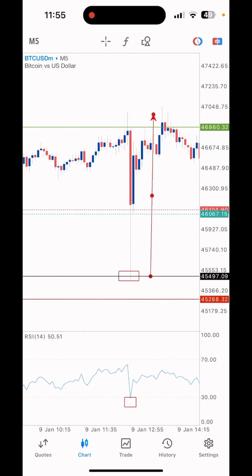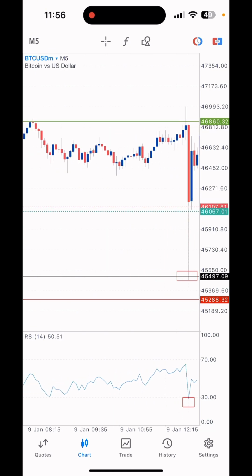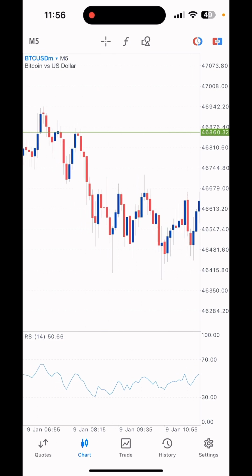So, based on this tutorial we just did, based on this back testing we just did right now, as you can see, it has actually worked. So let's continue to look for more options or opportunities.